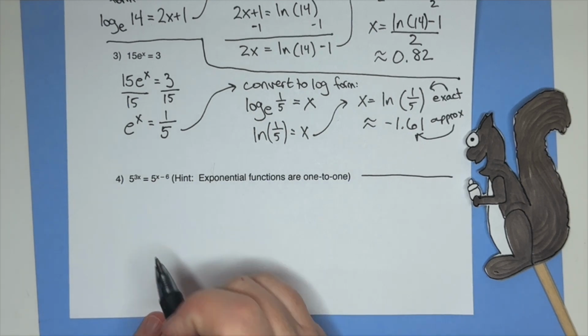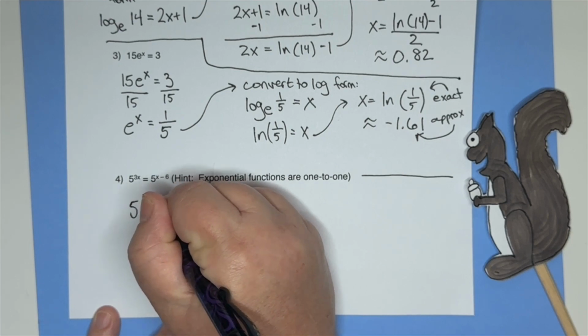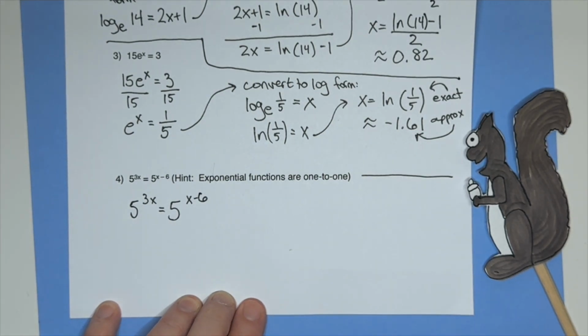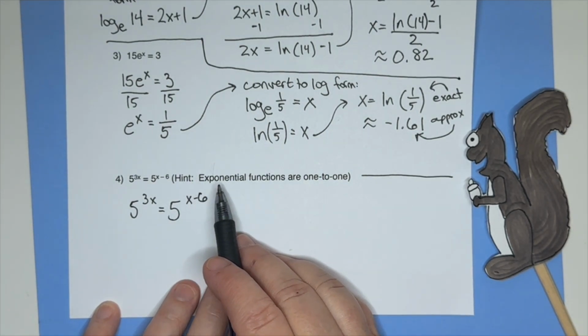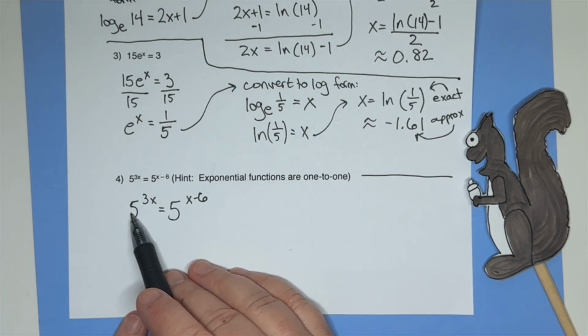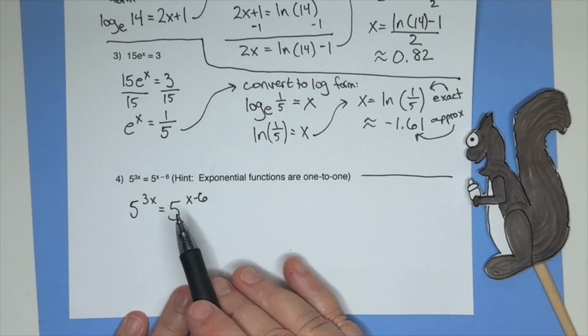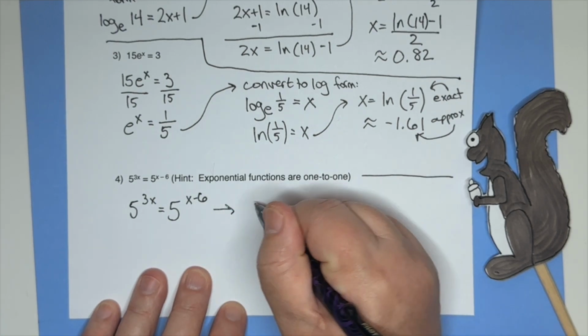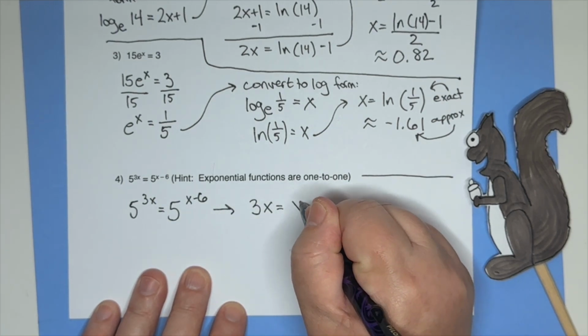Okay, so I've got this kind of scary, maybe intimidating problem, maybe you're looking at this going, oh, no big deal. And then I've got this hint that says exponential functions are 1-to-1. Okay, so what does that mean? That means each x corresponds with exactly 1 y, and each y corresponds with exactly 1 x. What does that mean? Well, it means that if I get 5 to the 3x is equal to what I get when I take 5 raised to the x minus 6, then I know that the powers must be equal.